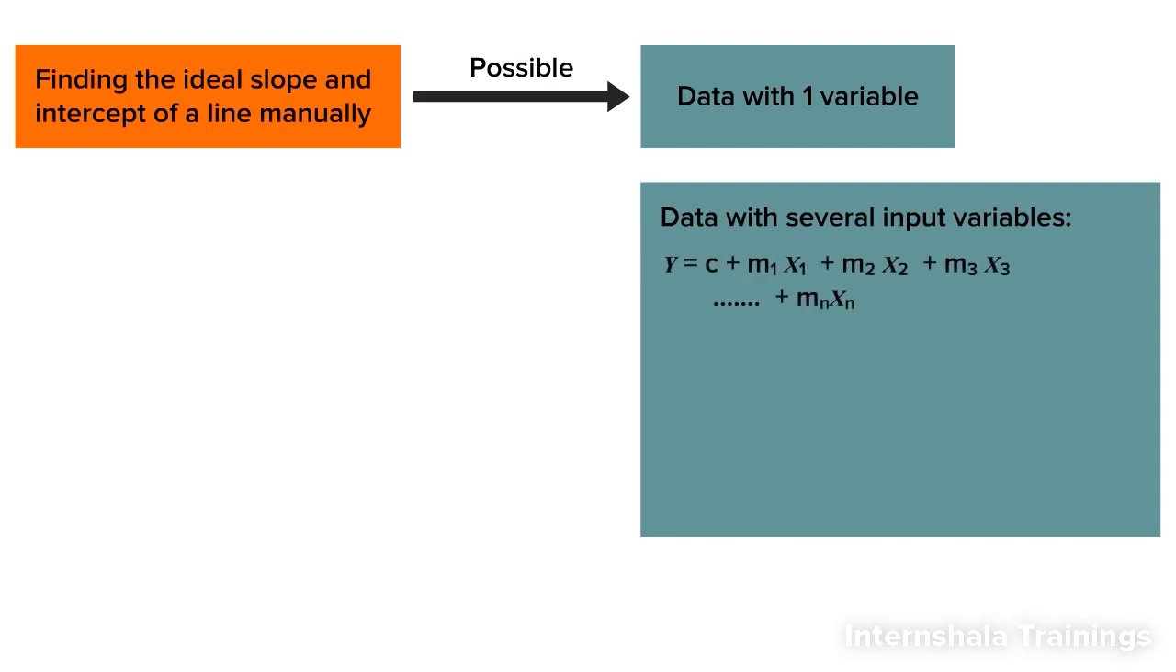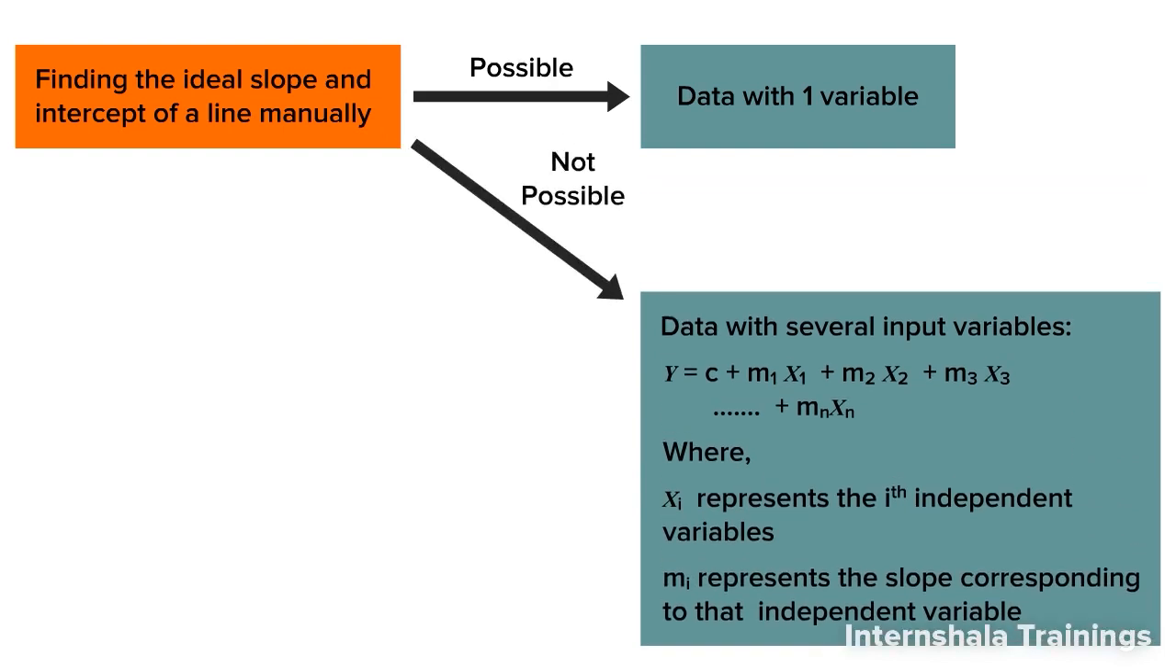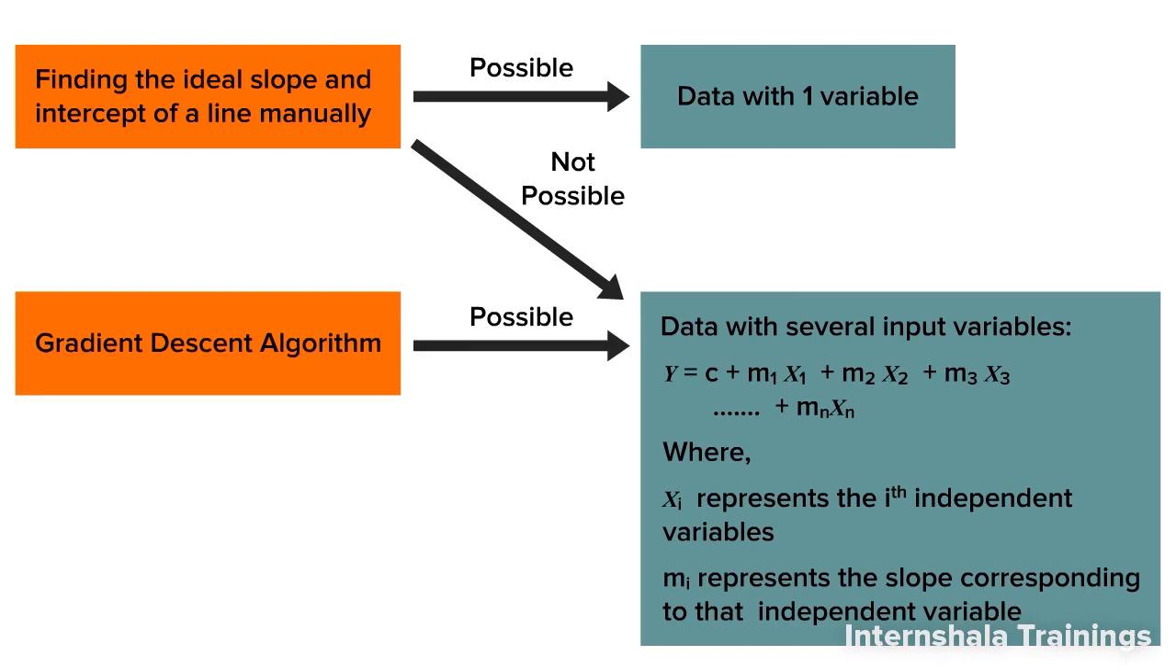y is equal to c plus m1x1 plus m2x2 plus m3x3 and so on till mnxn, where x represents the ith independent variable and m represents the slope corresponding to that independent variable. It is not possible, or rather would be very tedious, to calculate the ideal values of m1 to mn and intercept c manually as we did before. To counter this problem, we will learn about the concept of gradient descent algorithm, which helps us to find the ideal value of m corresponding to each and every independent variable automatically. And we will learn about it in the next topic.